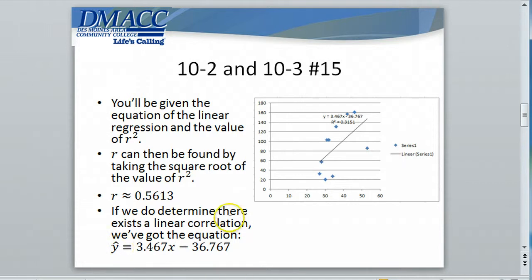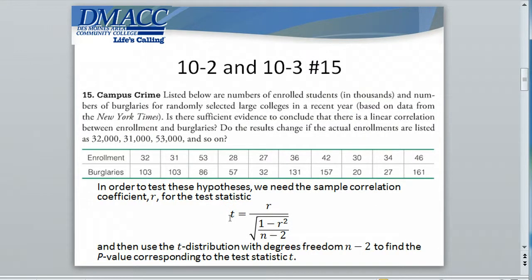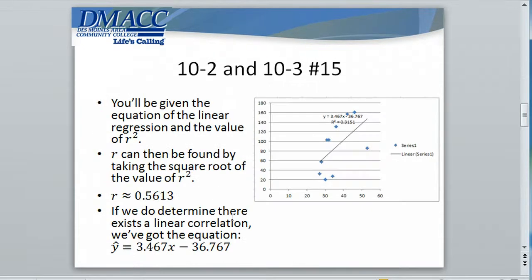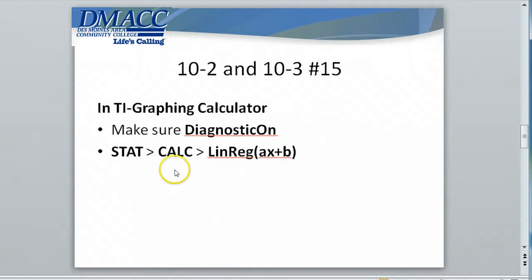In this case, since we're talking about burglaries and enrollments, and we're using enrollments as x and burglaries for y, we could say the predicted number of burglaries will equal 3.467 times the size of the enrollment minus 36.767. In the graphing calculator, make sure your diagnostics are on, and then select Stat, Calc, and then Linear Regression.